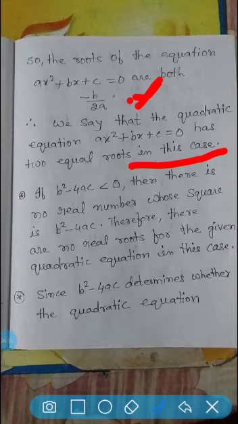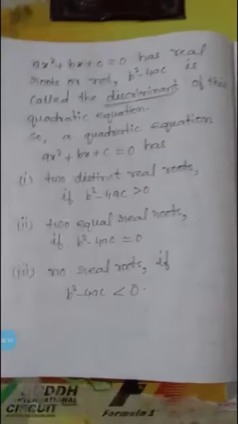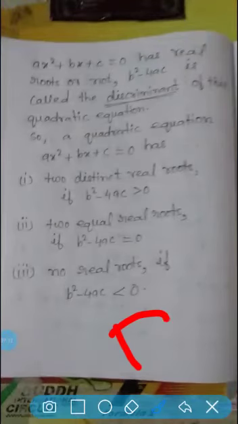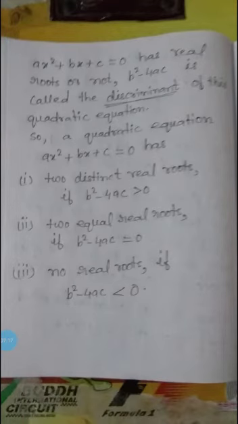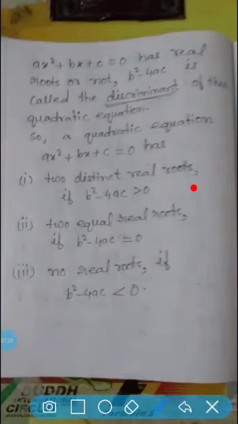Since b square minus 4ac determines whether the quadratic equation has real roots or not, b square minus 4ac is called the discriminant of this quadratic equation. What do we call it? Discriminant. And how do we represent it? With capital D. So a quadratic equation ax square plus bx plus c equals 0 has two distinct real roots if D is greater than 0.